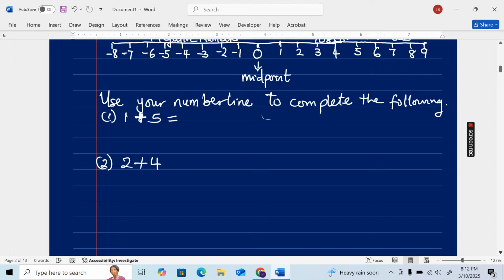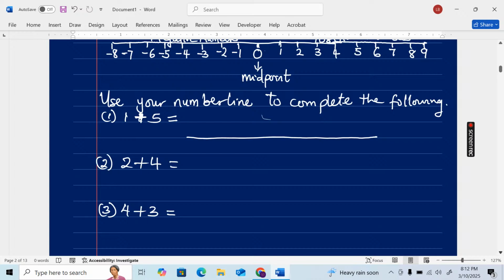2 plus 4, teacher, it is 6. But students, you need to show me how this is done on a number line. So let's go ahead. I'm going to draw my number line and I will also number it. So here is my number line. All the numbers that I want to deal with in number 1, I have 1 plus 5.